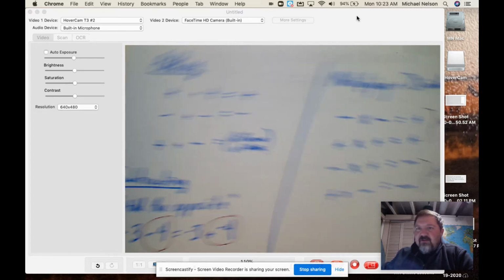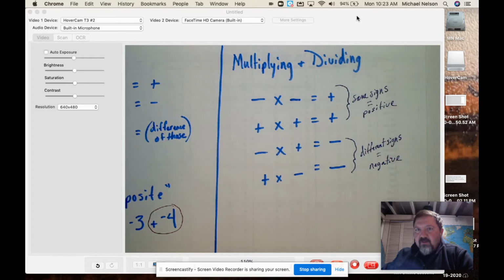Multiplying, we looked at it this way, where we had these rules: the two negatives make a positive. That's what you hear a lot in multiplying and dividing fractions. The quick way to remember it is if both the signs are the same, then it's positive. If they're different, then it's negative.